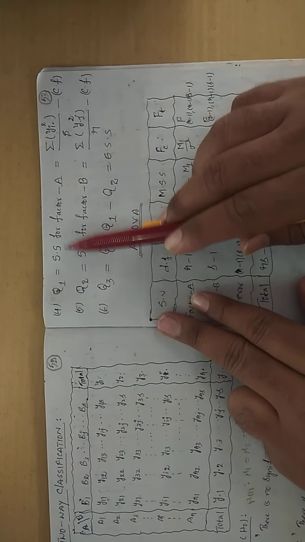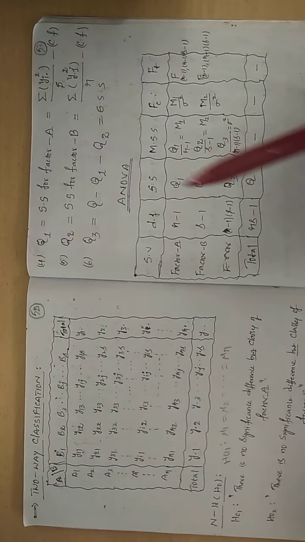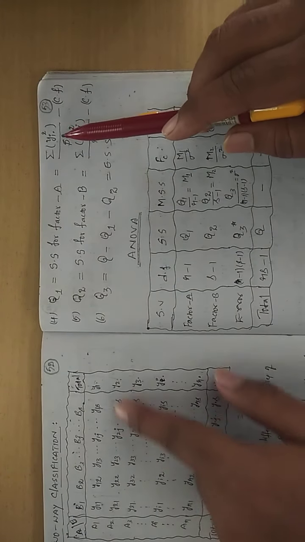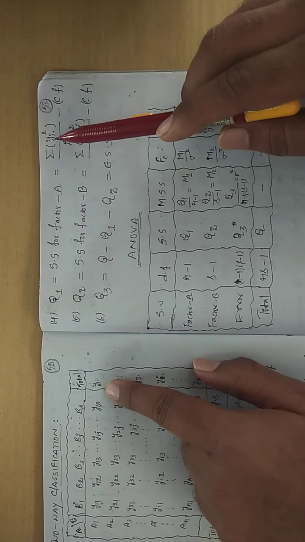So what is Q1? Sum of squares for factor A. Factor A means all row information. So how do we get each row total? Square.